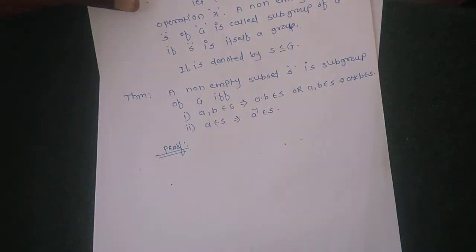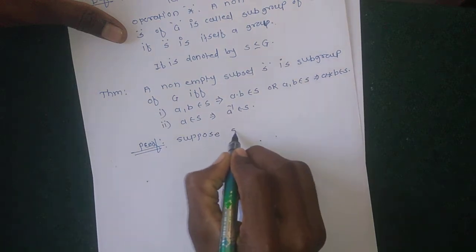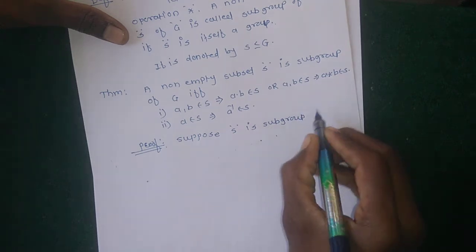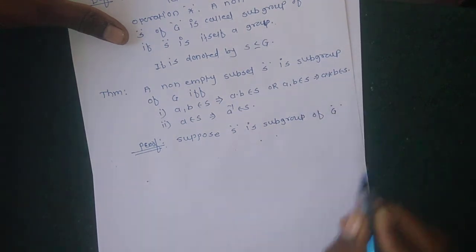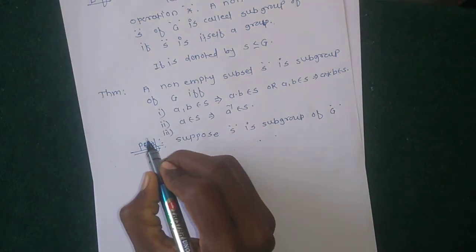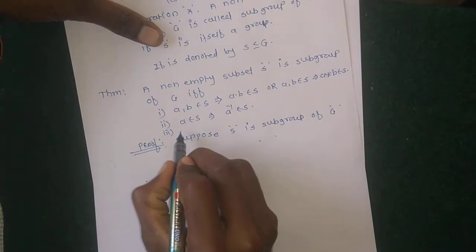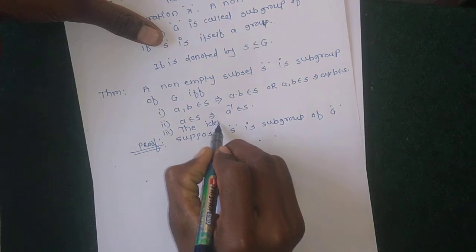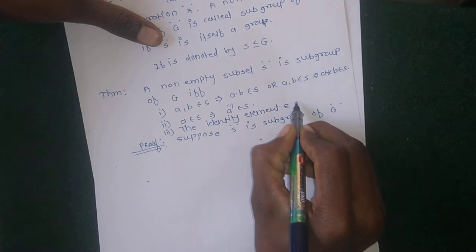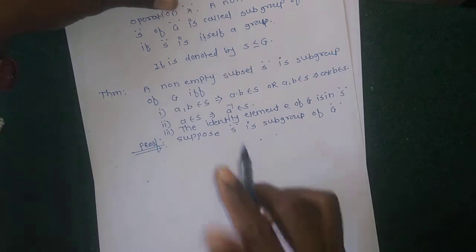Proof of this: suppose S is a subgroup of G. Here the third condition is remaining. Okay, the third condition is the identity element E of G is in S. This is the third condition.